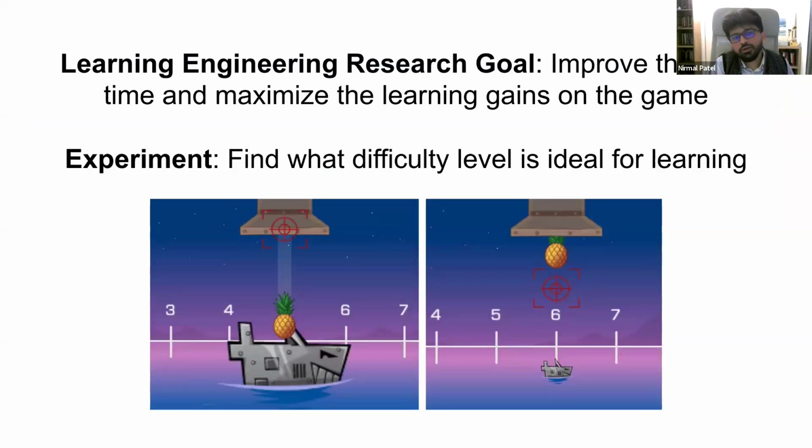Our learning engineering research goal was how we can improve the seat time of the game and also maximize the learning gains in the game. I'm going to share one of the initial experiments we ran to understand how to get the maximum seat time, which was the initial metric for optimization. We ran an experiment with difficulty. If we made the game more or less difficult, we wanted to understand how that would change the engagement.